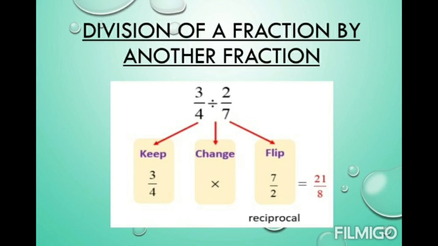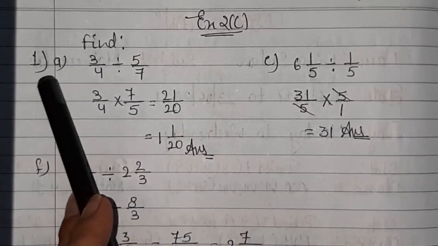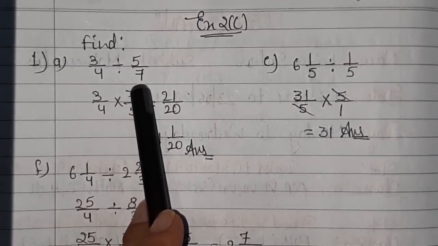This is an improper fraction. Then we will convert this to a mixed fraction. So the answer is 2 whole 5 by 8. Now to exercise 2C, find first numerical A part. 3 by 4 divided by 5 by 7.